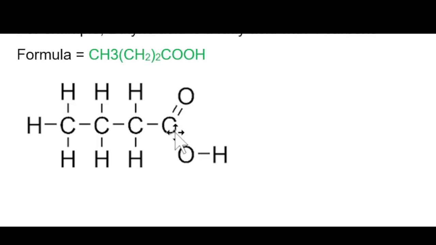The carbon has one double bond with oxygen, and this is OH. Total 1, 2, 3, 4. One carbon makes 4 bonds with other substances. You see, the first carbon has hydrogen 1, hydrogen 2, hydrogen 3, and the fourth bond is with carbon. Again, for this carbon you see 1, 2, 3, 4. Like that, carbon reacts simultaneously with 4 other substances. So this is butyric acid, a saturated fatty acid.